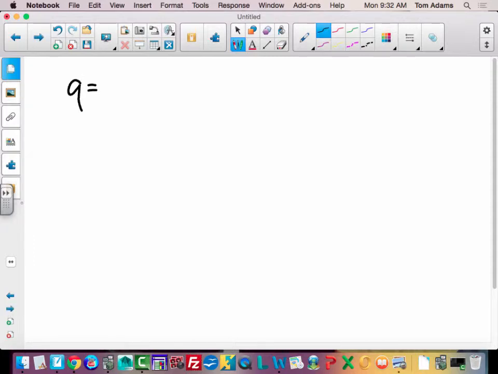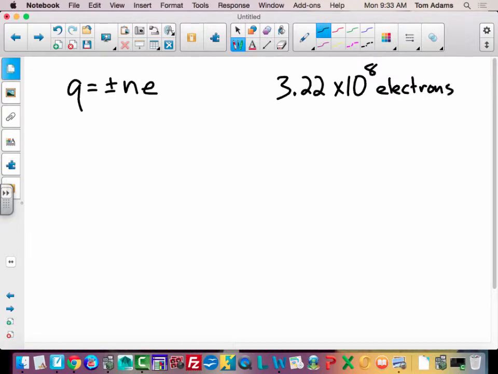So the charge is equal to plus or minus n times e. They tell us that you have 3.22 times 10 to the 8 electrons. Technically that's the number of electrons you have. In our previous problem, we said that the charge of an electron is 1.6 times 10 to the negative 19.